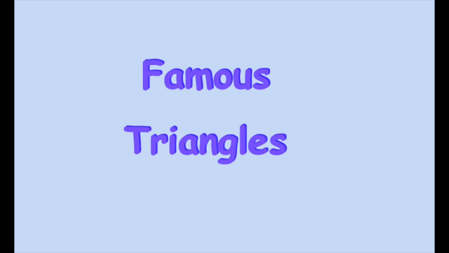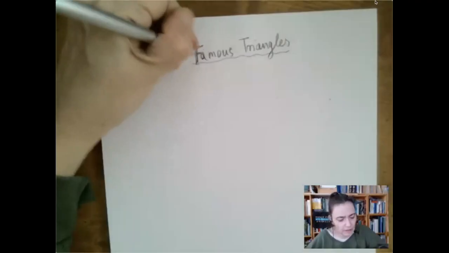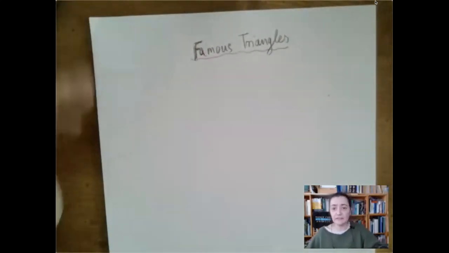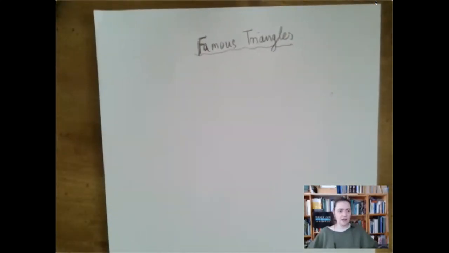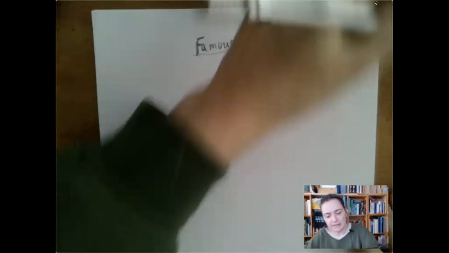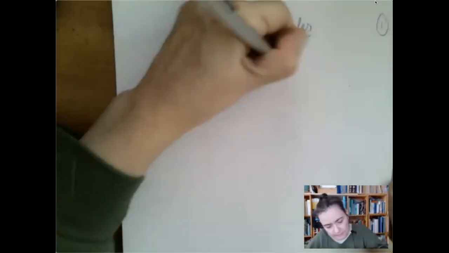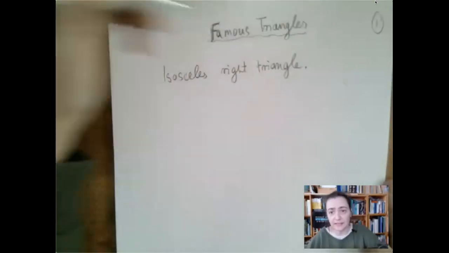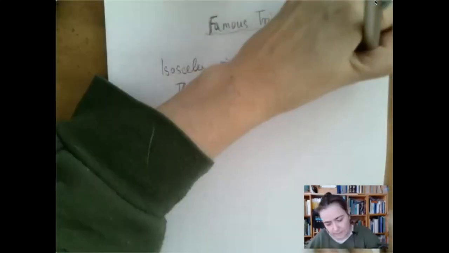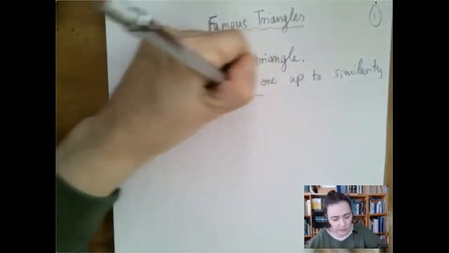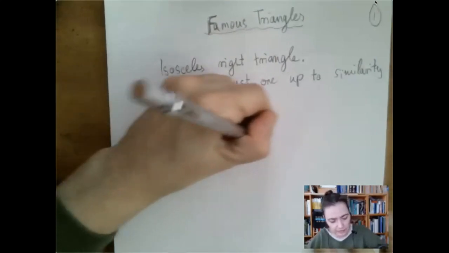Let me start with something I refer to as famous triangles. Certain angles are different than others. Well, let me start with the isosceles right triangle. Up to similarity, there is just one. You draw a square and you chop it in half by the diagonal.